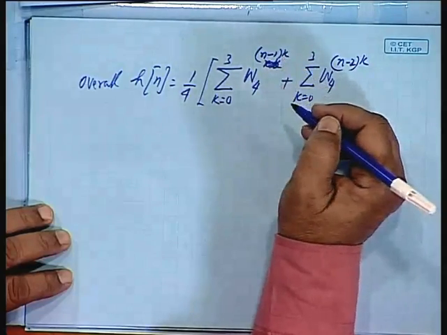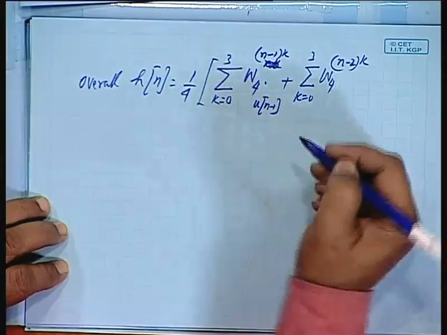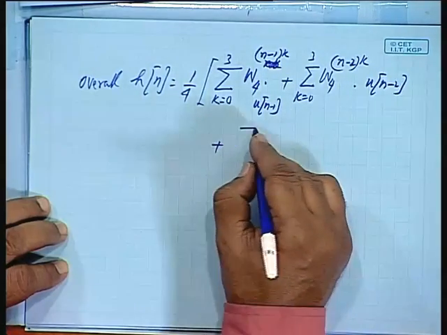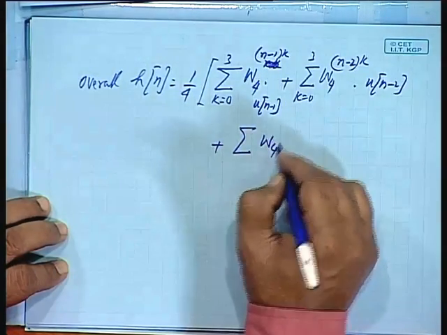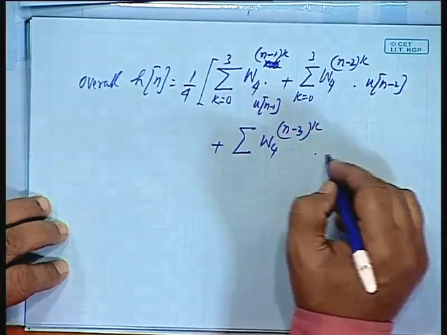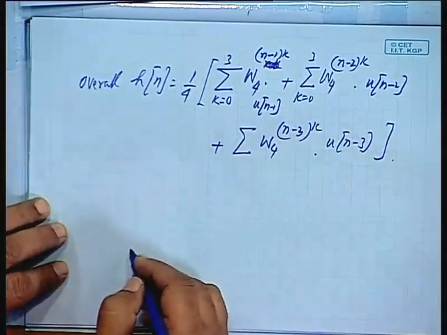any question? I should multiply by u n minus 1, u n minus 2, is it not? So, let me write, this has to be multiplied by u n minus 1, this has to be multiplied by u n minus 2. Similarly, the third one W4 n minus 3 k, u n minus 3. This is the overall sum. Is that all right?